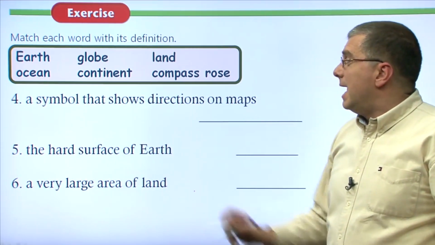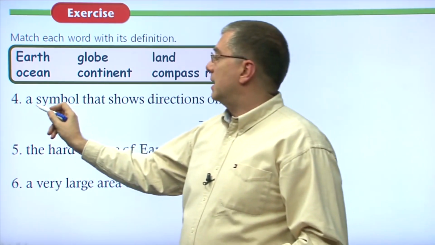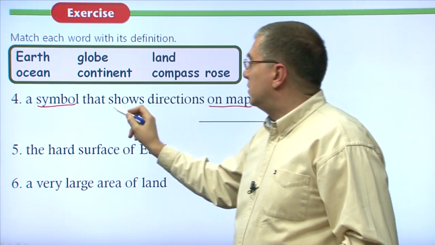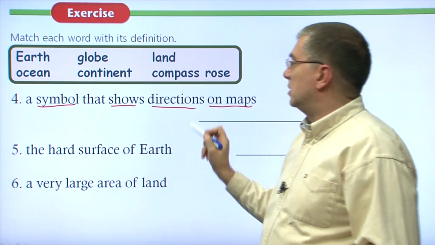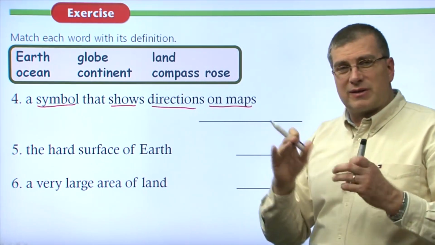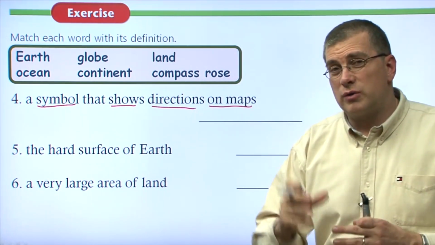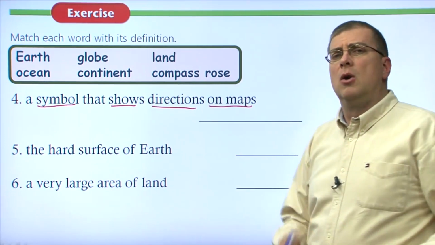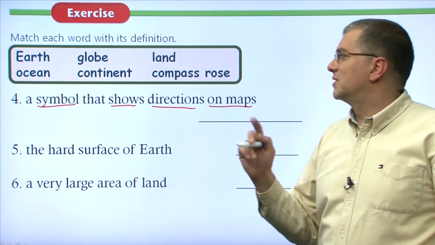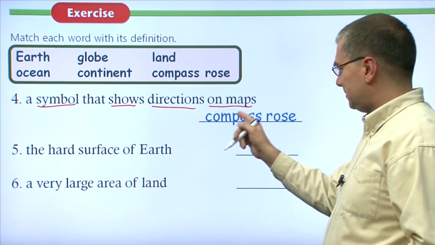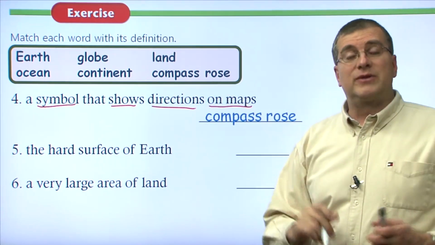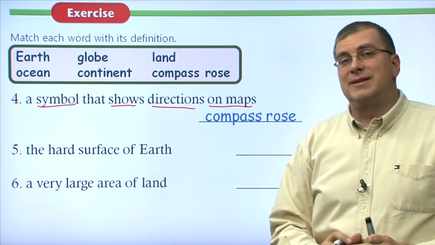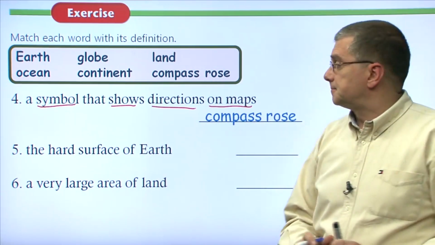Number 4, a symbol. So we're talking about here a symbol. Where do we find it? On maps. What does it do? It shows directions. And it's on maps. So it's a symbol on maps that shows directions, or a symbol that shows directions on maps. What do we call that? Remember, it's two words. The only one here that's two words, compass rose. And we saw an example of that when we looked at a map of the world. We saw the example of the compass rose.